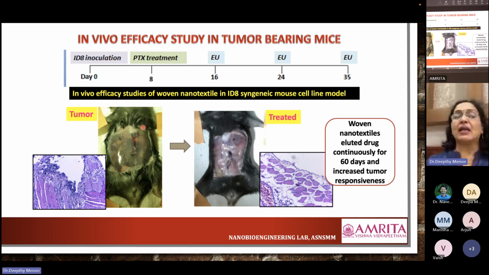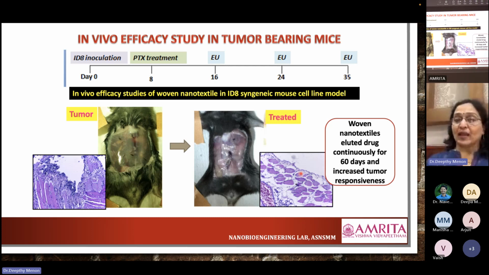Here, this is an untreated mice bearing tumor. And you can see this is the histological image to prove that tumor is present. Now, after 35 days of treatment, look at the same animal. There, the nanotextile was implanted and the drug eluted over time and the tumor completely disappeared. And you can see the histology showing similarity with that of the normal naive animal.